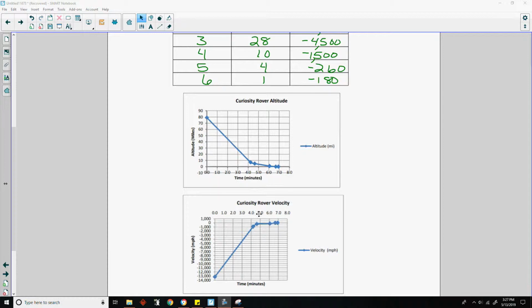Okay, so the velocity with respect to time is graphed like this. It's very similar to what we did before on the previous page. And as time goes by, our velocity is getting closer and closer to 0.